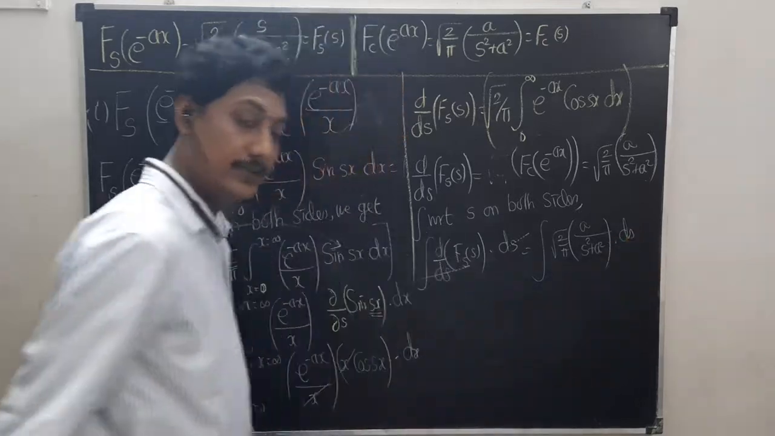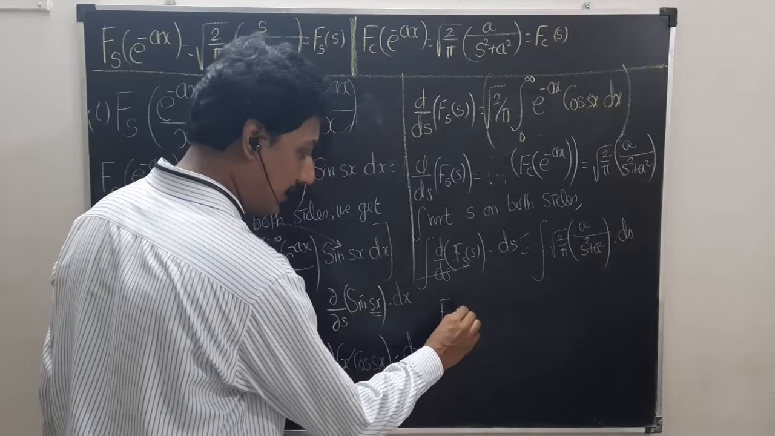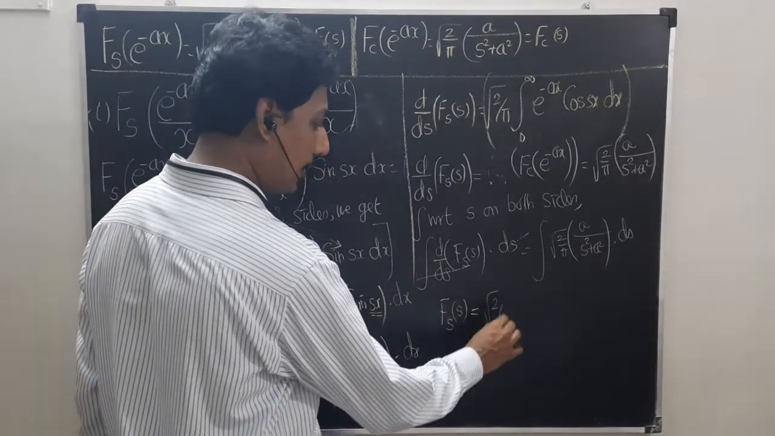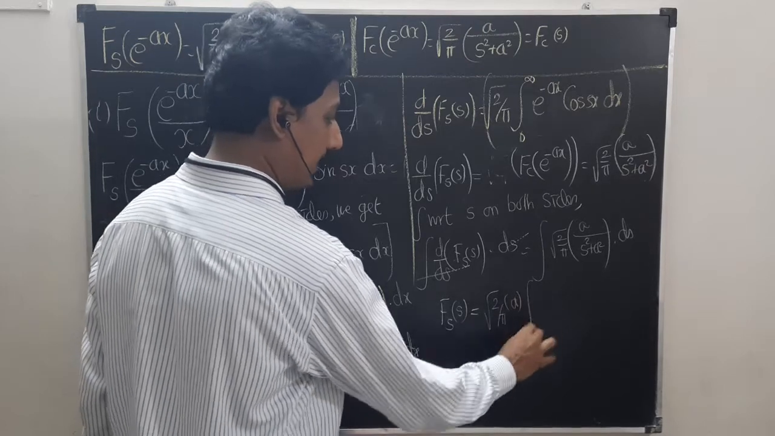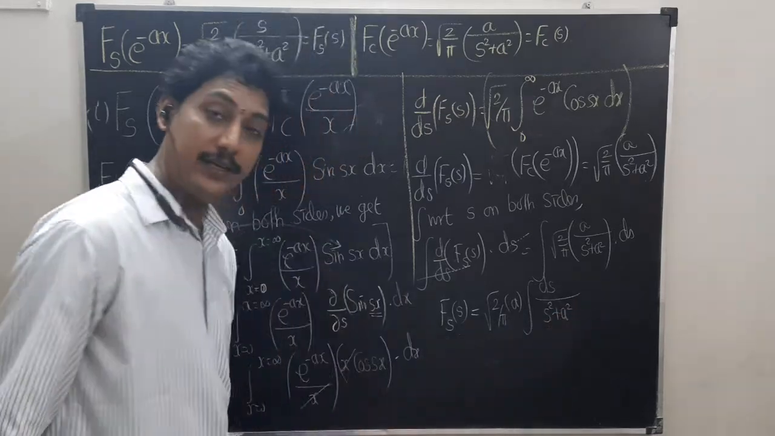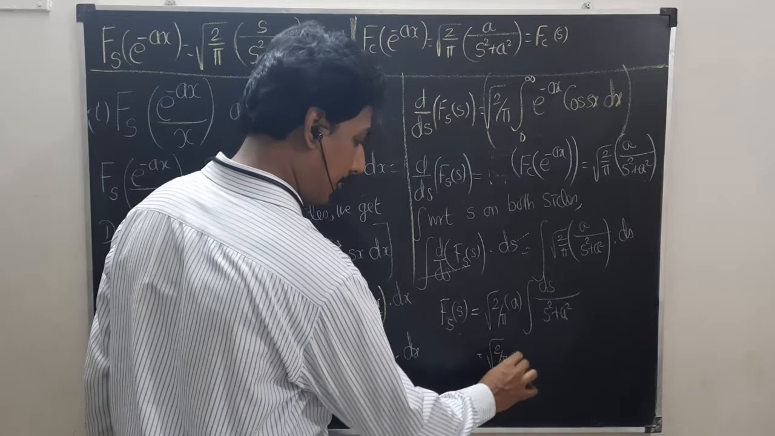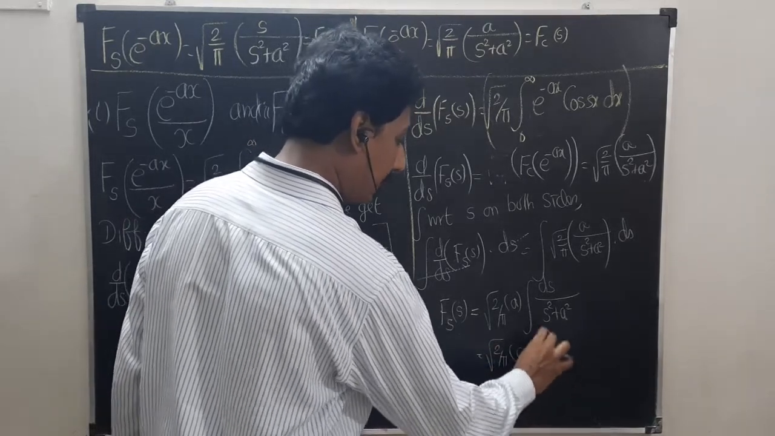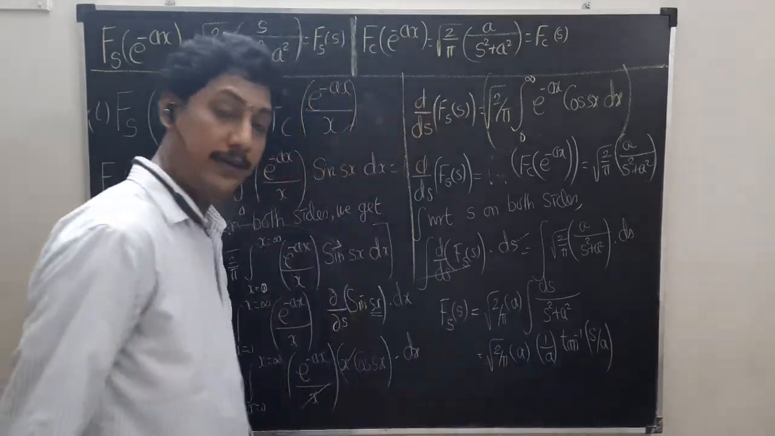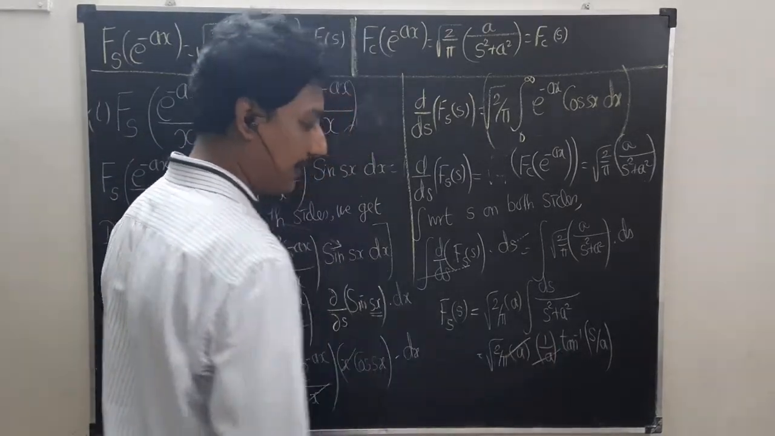This time we integrate with respect to s. On the left hand side we get the required Fs of s. On the right hand side, square root of 2 by pi into a is a constant, and the integral of ds by s squared plus a squared is nothing but 1 by a into tan inverse of s by a, isn't it? Here s is the variable. So after getting this result, we can cancel the a.